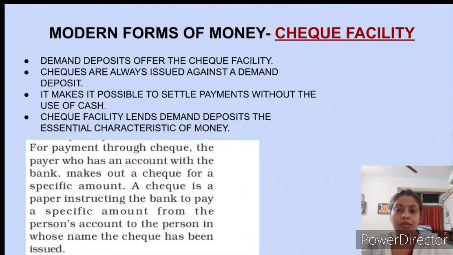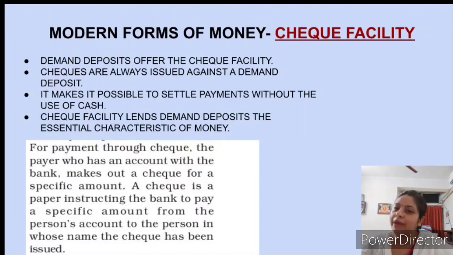Whenever you open an account and deposit money, the bank gives you an added facility, and that added facility is called the check facility. You will get a checkbook wherein you can transfer money to someone from whom you have bought something, or you want to get some money from someone. That check can be used, but this check facility will only be given to people who have an account with that bank. And that means checks are always issued against a demand deposit.